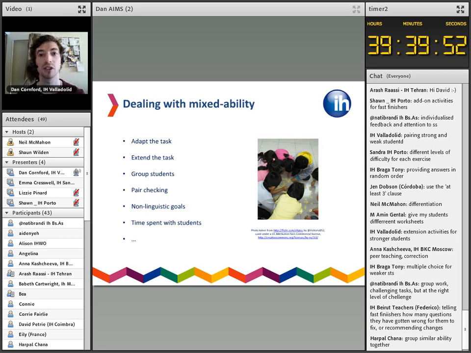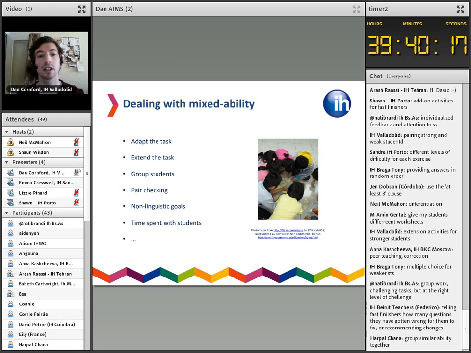We might group students according to ability, so putting stronger students together and weaker students together and have them do slightly different things, or we might mix those ability groups so that the students can support each other. We use pair checking so that weaker students have the chance to compare their answers with maybe a stronger student before we talk about it as a whole class.